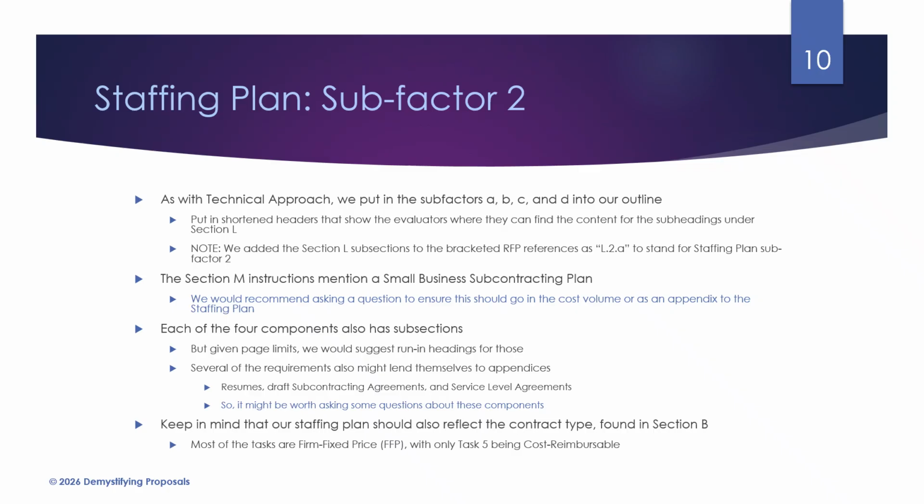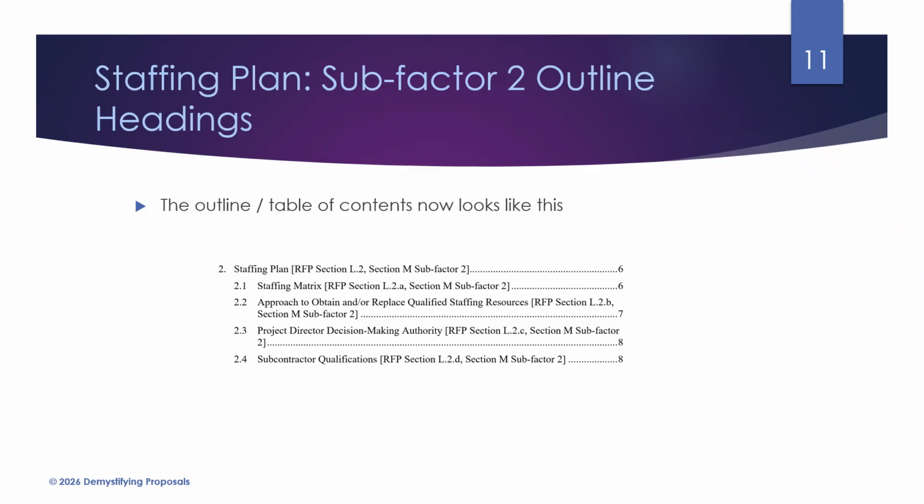And then we also advise, on all of our outlining and our proposal development content, that you need to keep in mind the contract type found in section B. We have some specific trainings about how the technical approach and staffing should be different depending on the type of the contract. In this case, most of the tasks are firm fixed price, with only task 5 being cost reimbursable. So think about that as you're putting together your staffing plan content, because it should reflect the contract type found in section B.